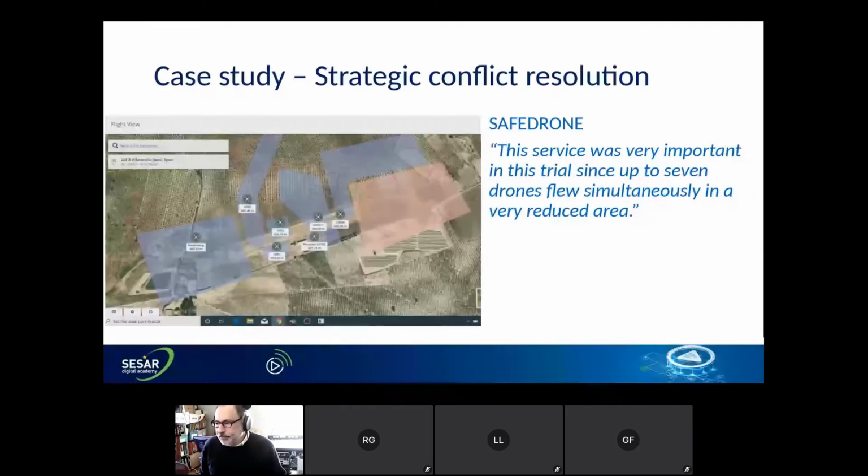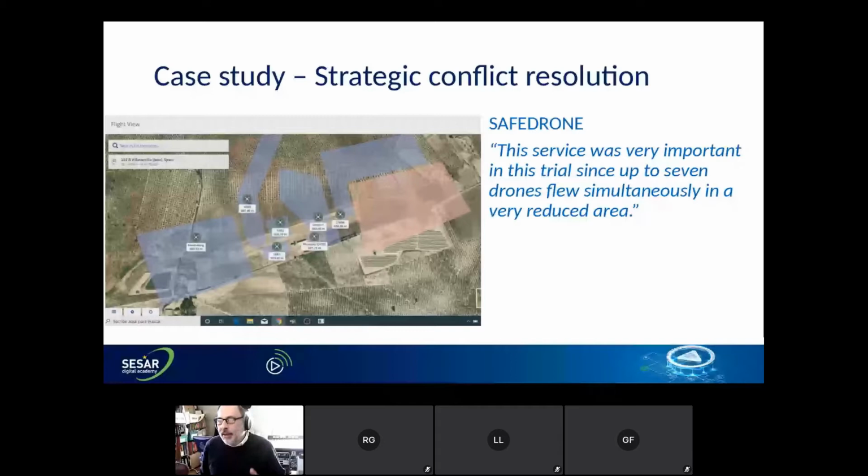The Safe Drone project was looking at the interaction of UAS and manned aircraft in the very low-level airspace. And strategic deconfliction for them was very important because of the large numbers of drones that they were operating in confined spaces. This picture shows an aerial photograph of an airfield where they were flying 7 drones simultaneously, and then a manned aircraft entered the scene a few minutes later. But in order to operate these 7 drones simultaneously, they deconflicted the flights before takeoff. So they had an effective implementation of strategic deconfliction, and they felt the benefit of it very clearly in their work.